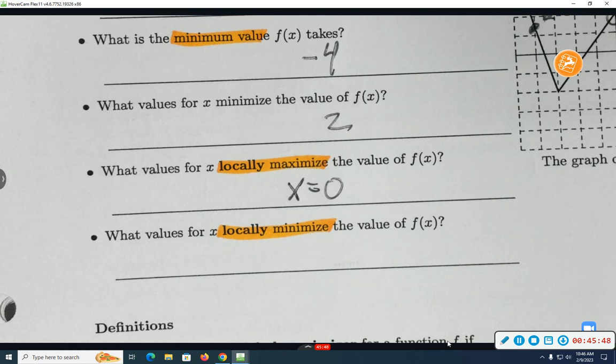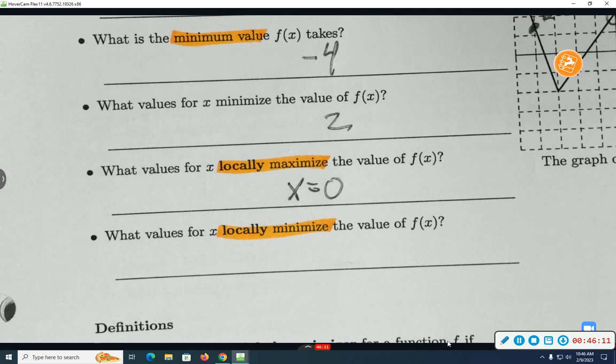How many people would want to say X equals -5? Here's an argument for it. Here's why I would not. In order to be locally something, you have to be able to actually talk about all of the values around it. And you can't even talk about an input of -5.00001. It's not even there. So you can't actually look close to -5.